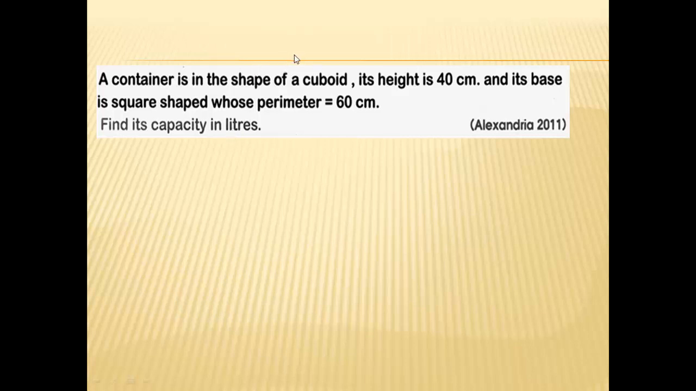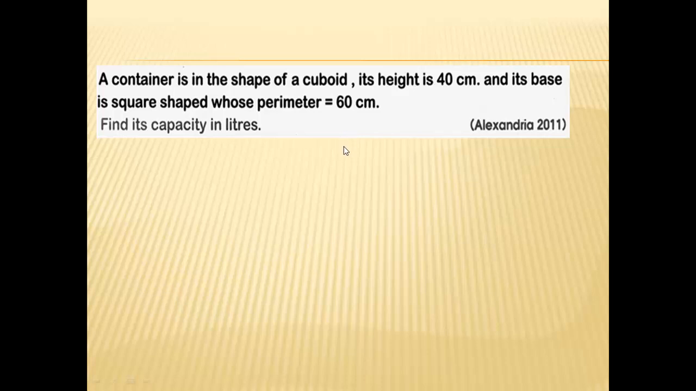Where are the dimensions of this cuboid? We have a height and the perimeter. We should have a height and base area, or length times width, or length and width. We have the height, which is 40 centimeters, and the square shape with its perimeter. Since my base is a square, we want to find the side length of a square. We have the perimeter, 60 centimeters. Then should we divide or multiply, primary 6?